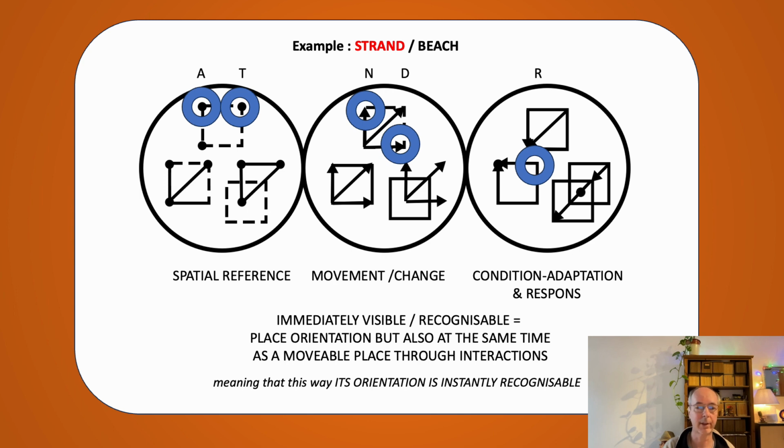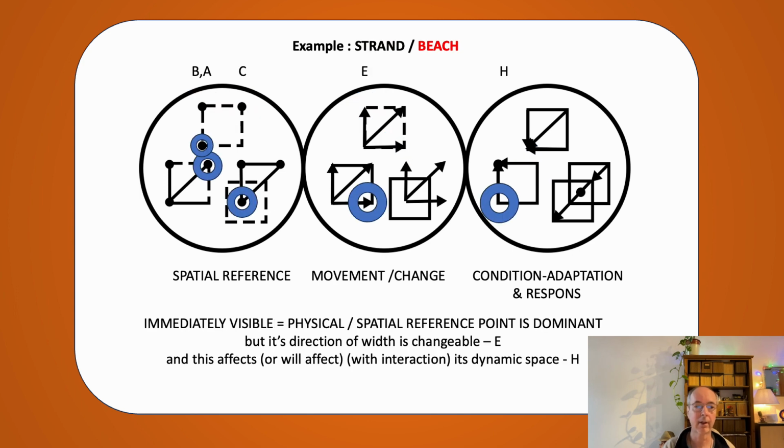Let's go now to the beach. Let's go to the beach. The beach has other letters here. 3 of them are in the spatial reference. Just 1 is in the movable space, and just 1 is in the adaptation reference. So what will be visible? What is visible with the beach is that the dominant factor is clearly a spatial reference point. That is for sure.